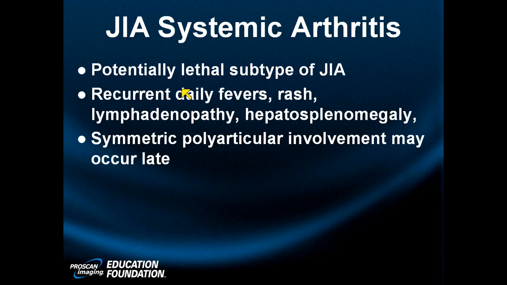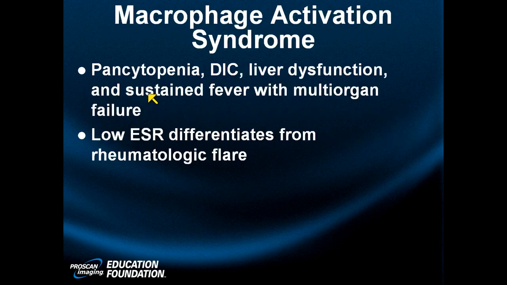There is a systemic variety of JIA that is very serious, potentially lethal. It presents with fevers, rash, visceromegaly, and lymphadenopathy. They may have one or more swollen joints, but the key is the visceral involvement. Those patients have to be jumped on immediately and aggressively. So if you get somebody with a big swollen joint and a swollen abdomen or abdominal pain, you go right to MR or CT of the abdomen. And symmetry may occur late in this syndrome.